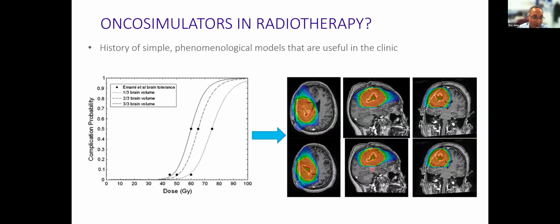And so we have, from age-old data, these ideas that as you increase dose, depending on how much of the brain you're treating, the whole brain, 2/3 of the brain, or 1/3 of the brain, there's a certain probability that you may cause injury to the brain, in this case, brain radionecrosis. And these calculations still underpin what we do clinically today.